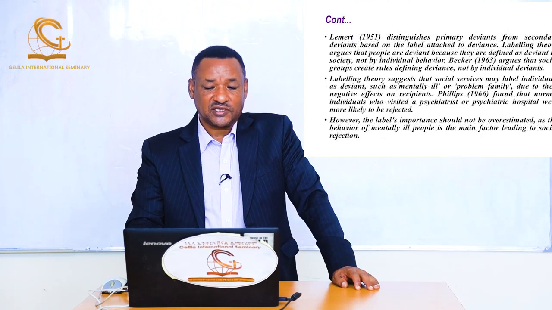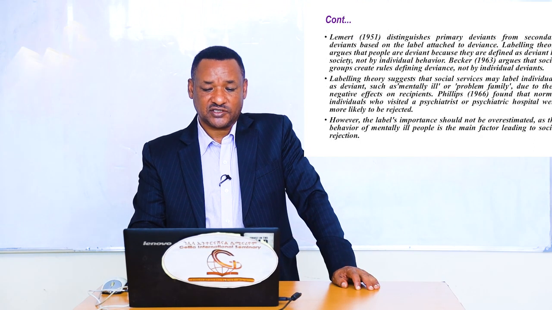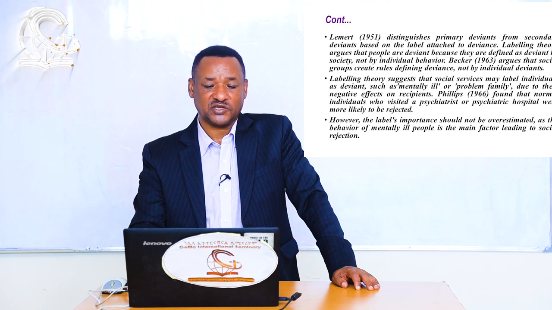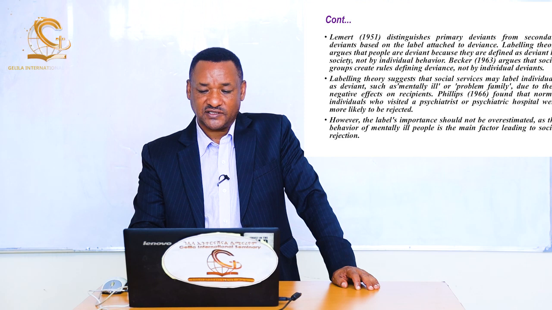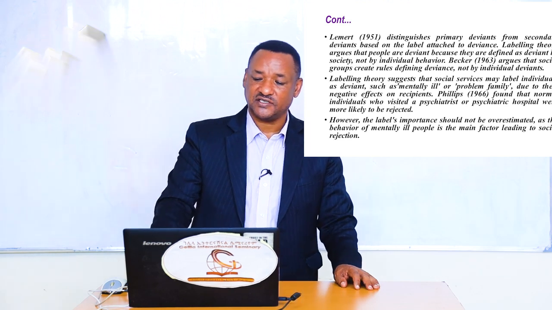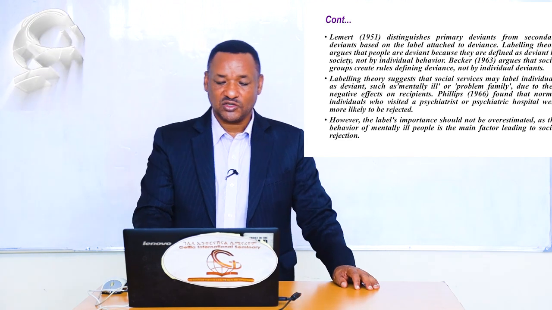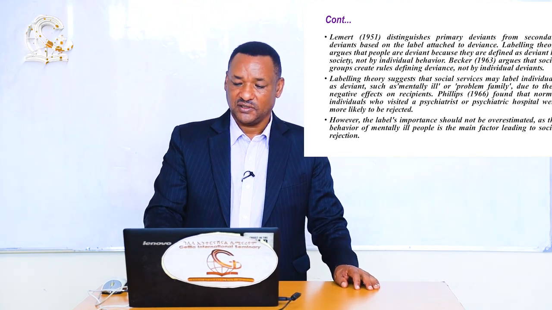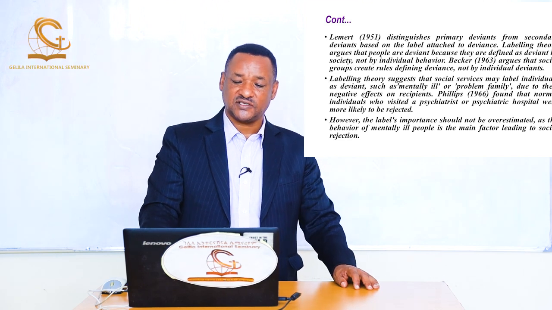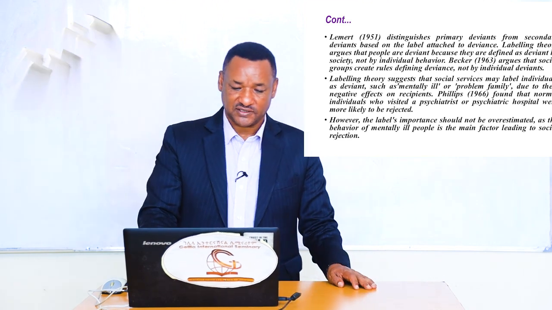So according to different researchers, primary deviance is distinguished from secondary deviance based on the level of attachment to deviance. Labeling theory argues that people are deviant because they are defined as deviant by society, not by individual behavior. And Becker also argues that social groups create rules defining deviance, not individual deviants.